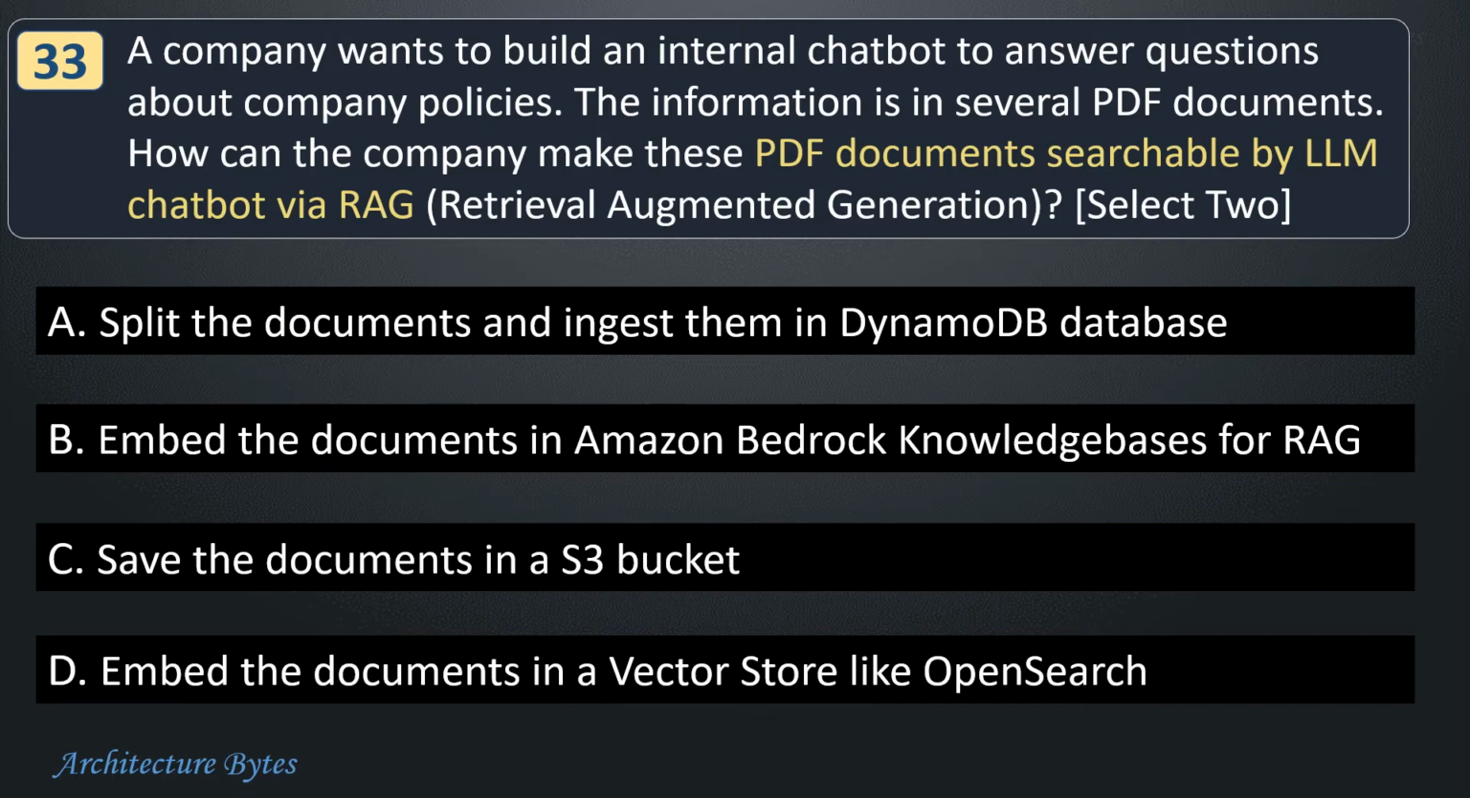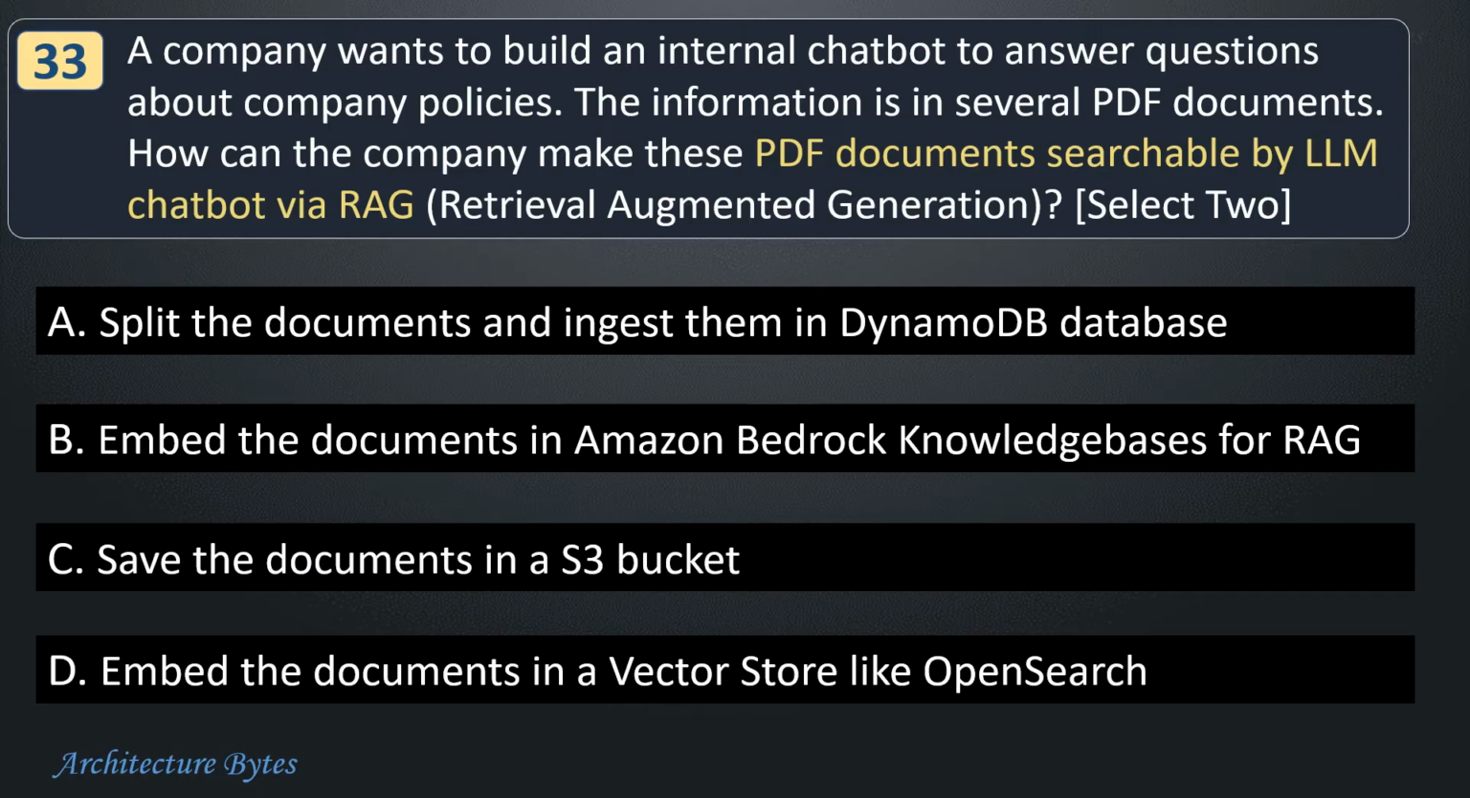A company wants to build an internal chatbot to answer questions about company policies. The information is in several PDF documents. How can the company make these PDF documents searchable by LLM chatbot via RAG? Select two right answers. Option A, split the documents and ingest them in DynamoDB database. Option B, embed the documents in Amazon Bedrock knowledge bases for RAG. Option C, save the documents in a S3 bucket. Option D, embed the documents in a vector store like OpenSearch.